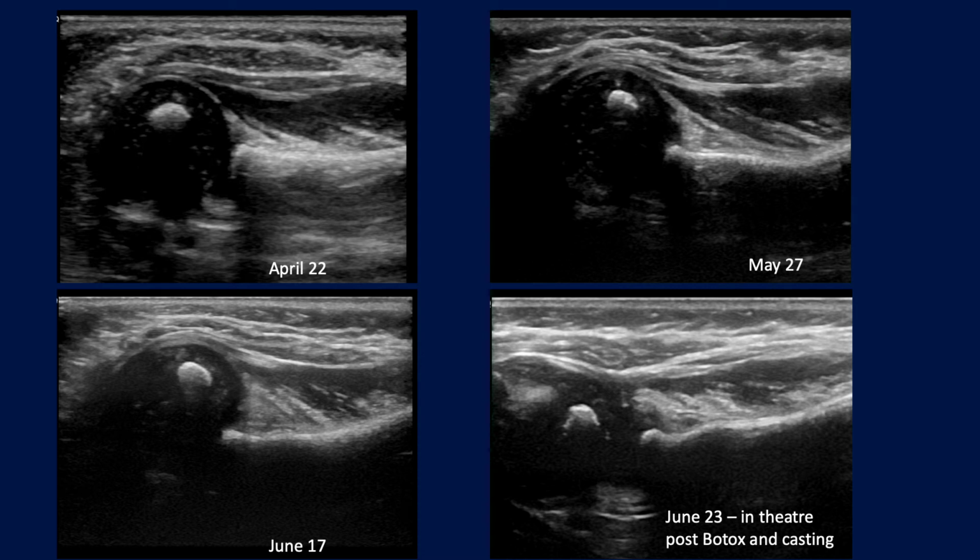Now, Botox doesn't work this quickly. It usually takes about 7 days to have maximum effect. So we are attributing the improvement in position and the good result from casting to muscle relaxation during anesthesia during the Botox injection and casting. The child has not yet come for follow-up.